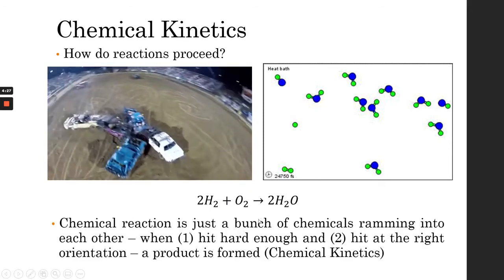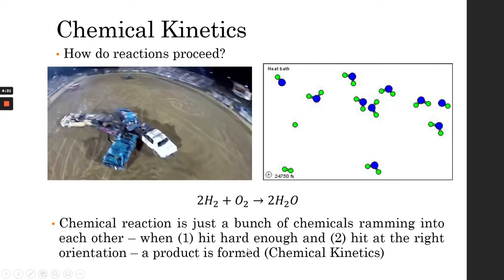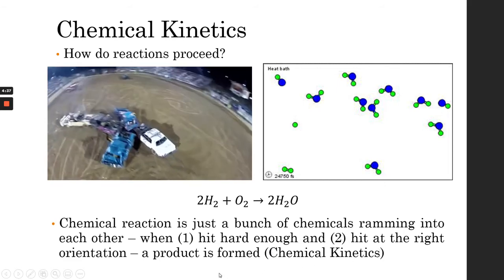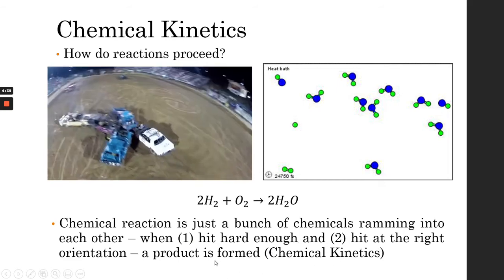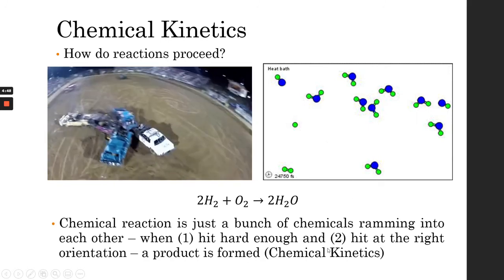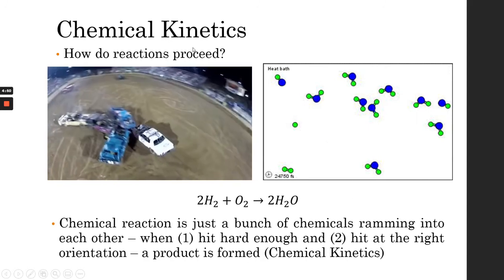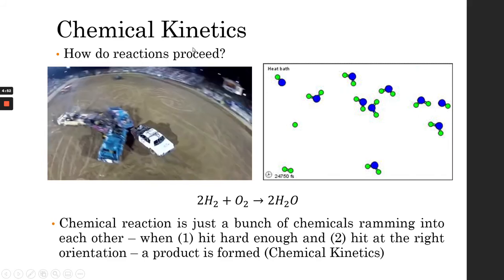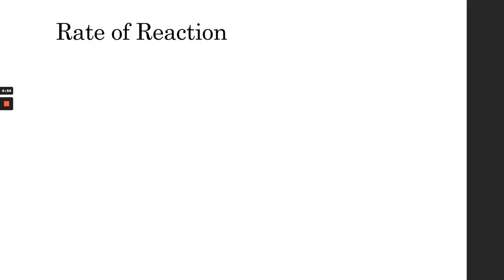So the chemical reaction is basically just a bunch of chemicals ramming into each other. And when they hit each other hard enough and they hit at the right orientation, a product is formed. And this study of collision between chemicals and the movement of the chemicals that affects the rate of reaction is a study of chemical kinetics. Now let's go to rate of reaction.